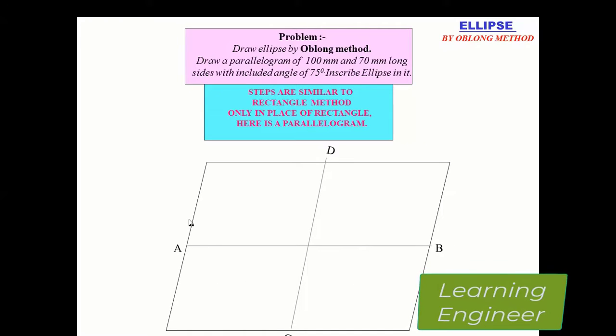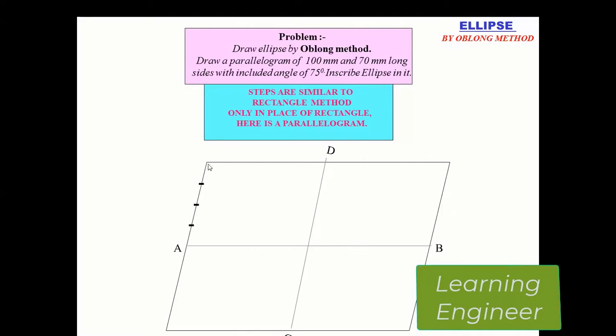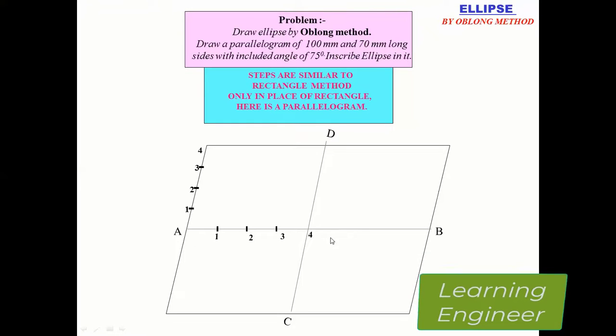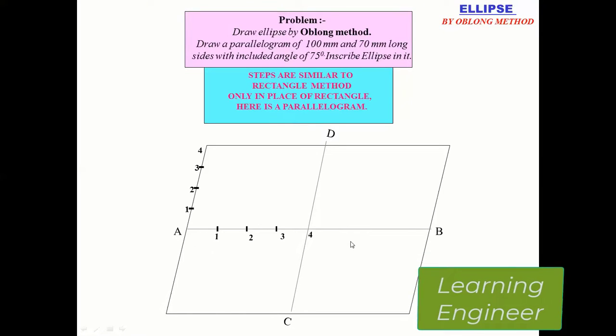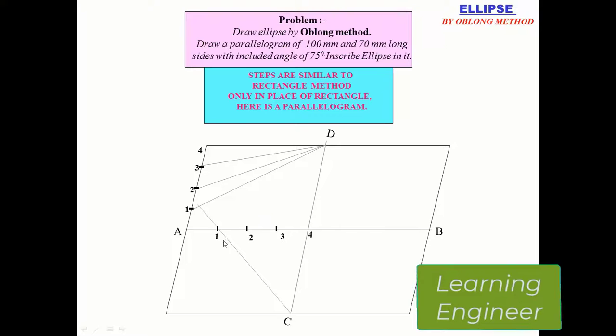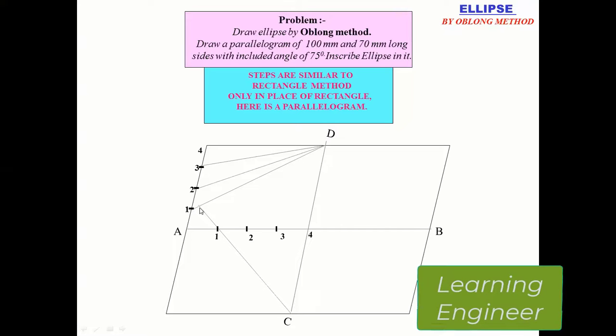Now, as in the rectangle method, we will divide this line into four equal parts, and we will give the numbering 1, 2, 3, 4. This line from A, we divide into four equal parts, and we will give the naming 1, 2, 3, 4. Now we will join all the points with point D, and from point C we will pass a line through this point 1, and it will intersect the line 1 to D, that gives a point.